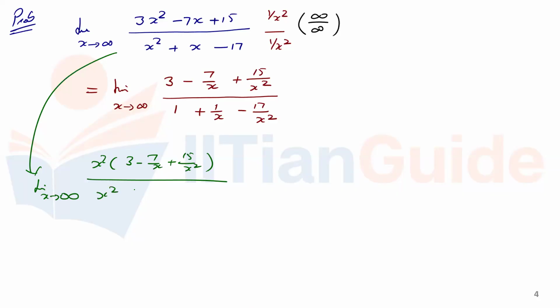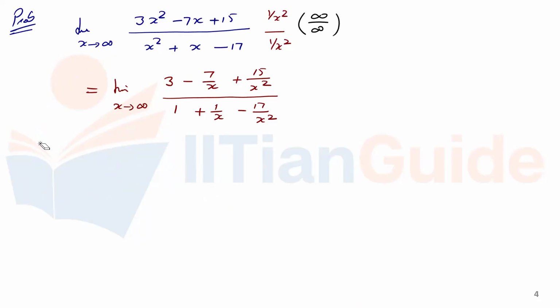Take x square common from the denominator, the highest power. After that, 1 plus 1 by x minus 17 divided by x square. What happens? X square and x square get cancelled. I get the same term that I wrote with the brown color. The same thing will come. But this doesn't look nice. For that reason, I'm erasing. Dividing with the highest power of x is a better way.